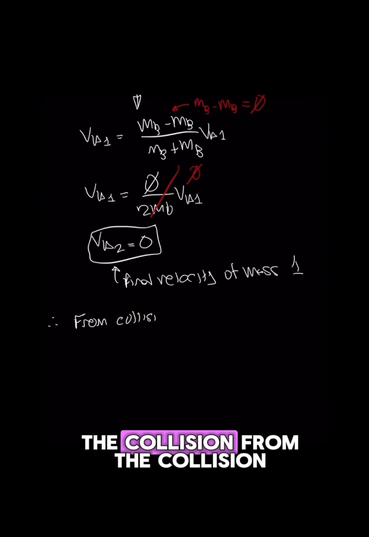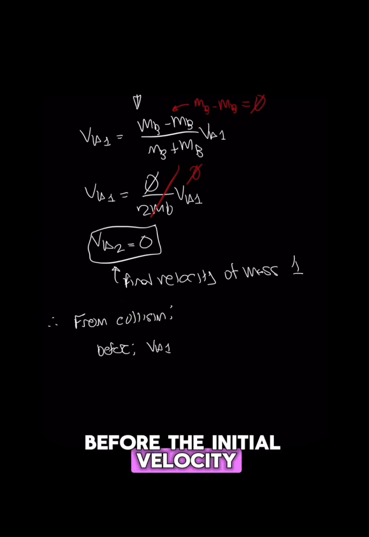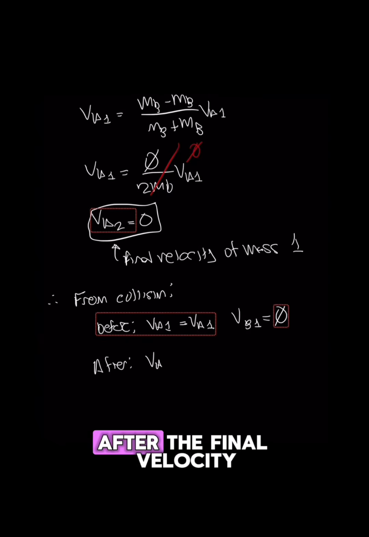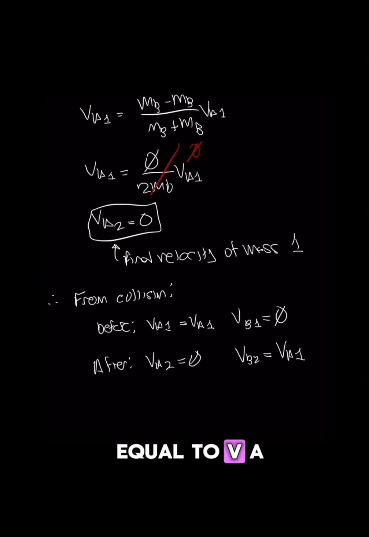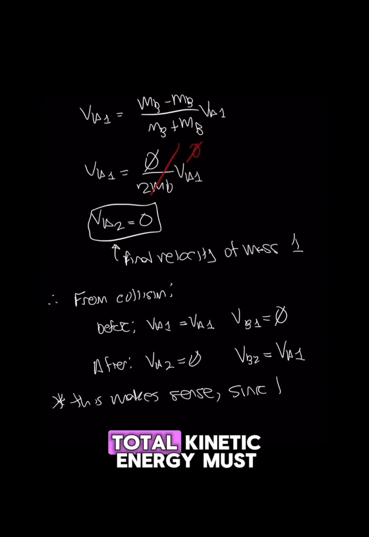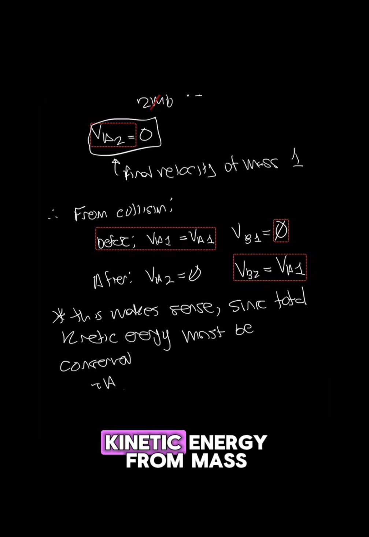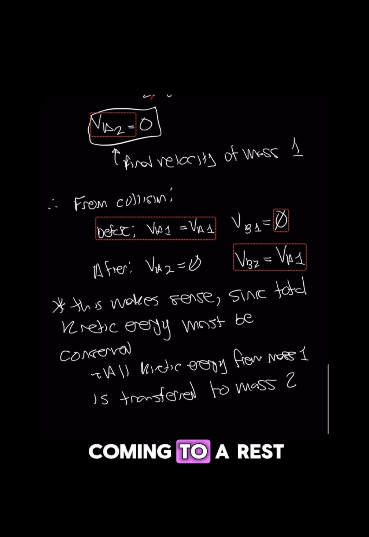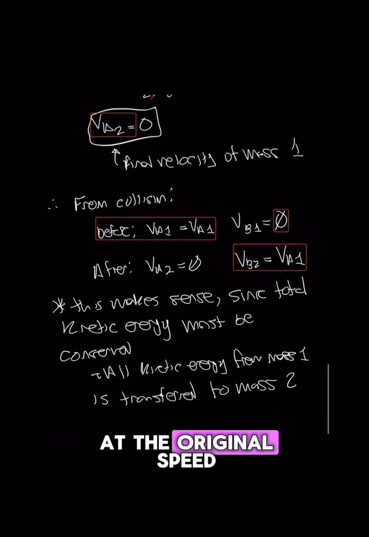These are the results from the collision. Before the collision, the initial velocity of A, VA1, is equal to VA1, and the initial velocity of B, VB1, is equal to 0. After, the final velocity of A, VA2, is equal to 0, and the final velocity of B, VB2, is equal to VA1. This result makes sense since total kinetic energy must be conserved. We see that all the kinetic energy from mass A is transferred to mass B, resulting in mass A coming to a rest and mass B traveling at the original speed of mass A.